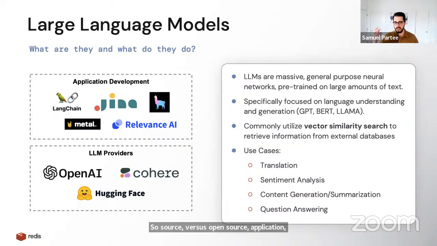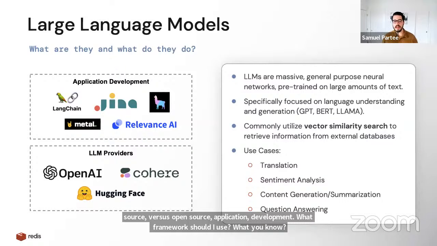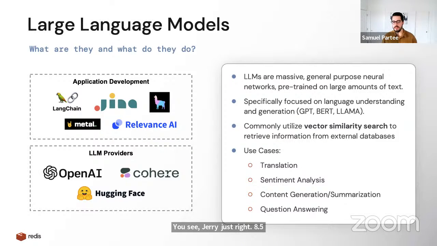You see Jerry just raised 8.5 for Llama Index to become a real product essentially besides the open source. And this space is exploding, and there's a reason, and it's because of how easy it is to actually create these really powerful new products with these off-the-shelf models.